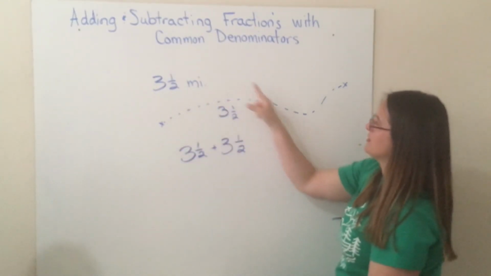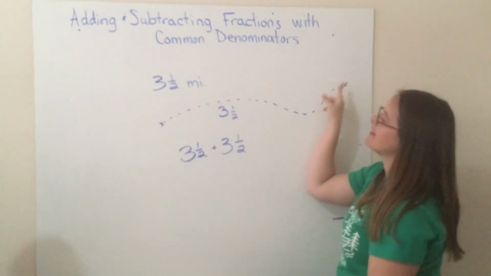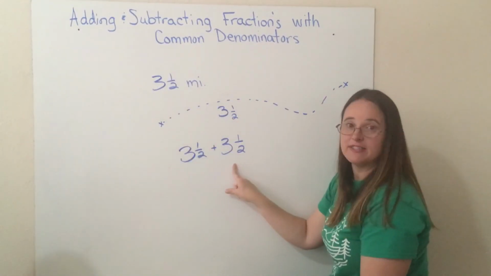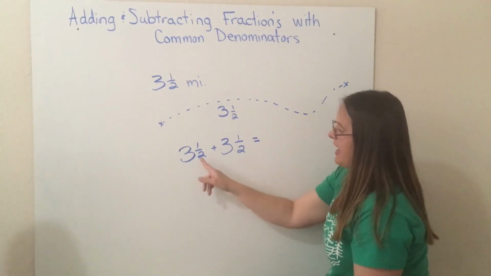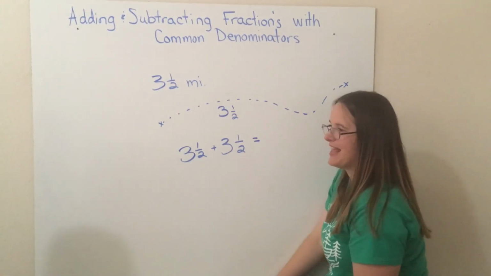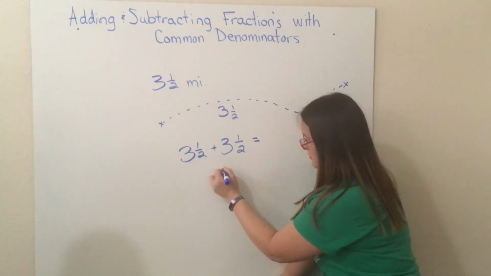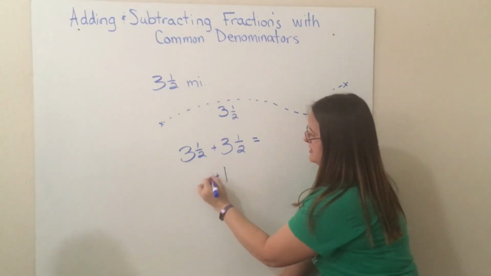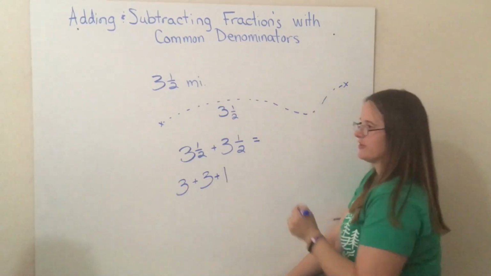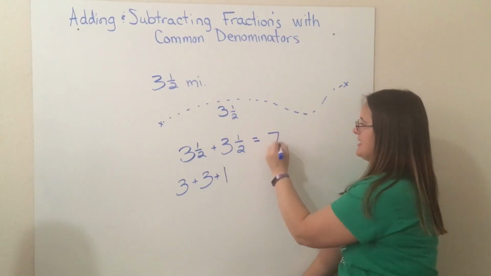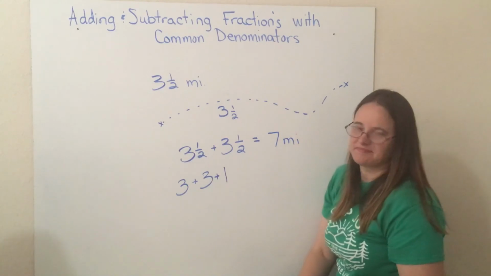So yes, they hiked 3.5 miles there, then they hiked 3.5 miles back. So here's the addition problem that we're solving, and we know that 1/2 plus 1/2 equals 1 whole. Plus we're going to add the 3, plus we're going to add this 3, so for a total of 7 miles.